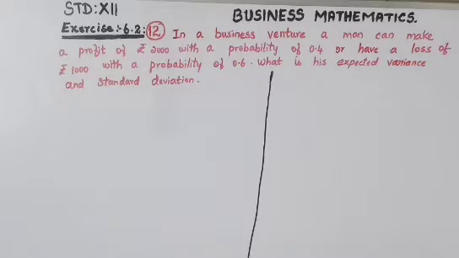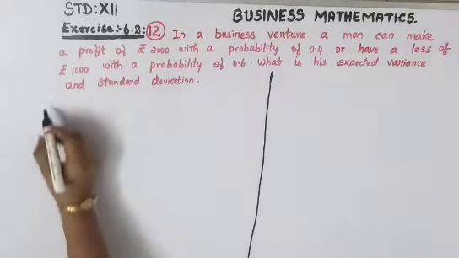Standard 12th Business Mathematics, Exercise 6.2, 12th question. In a business venture, a man can make a profit of rupees 2000 with the probability of 0.4 or have a loss of rupees 1000 with the probability of 0.6. What is his expected value, variance and standard deviation?